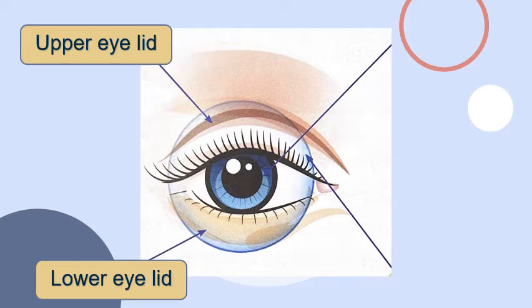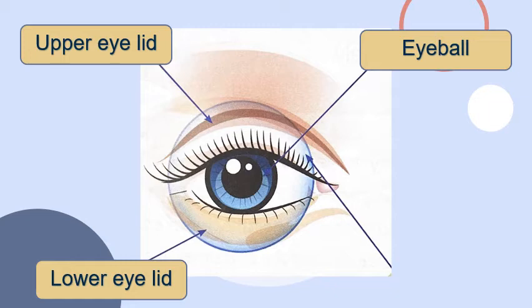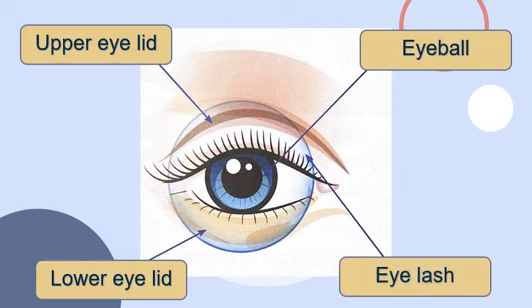Next, we have our eyeball. Your turn, say the word eyeball. Yes, we have two eyeballs, right? Because we have two eyes. This is the round part of the eye. It is inside our eyes. It's called eyeball because it looks like a ball, right? It is round. And lastly, we have eyelash.